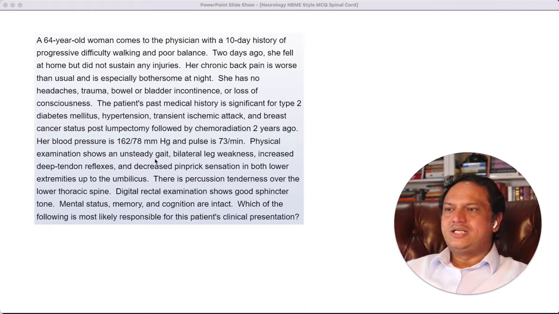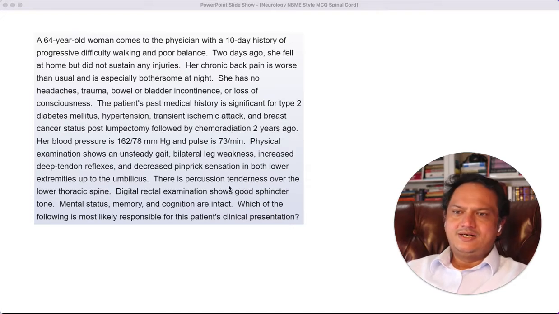Physical examination shows an unsteady gait, which could be just weakness, bilateral leg weakness, and increased deep tendon reflexes, meaning it's an upper motor neuron lesion, that there is some disconnect above the level of lower motor control of the legs. Leg control starts at L1 or so. Above that is the truncal or thoracic control, and there is some lesion in the thoracic region if the upper limbs are fine. There is decreased pinprick sensation in both lower extremities up to the umbilicus. The umbilicus is about T10, and that's where the level is for a sensory loss.